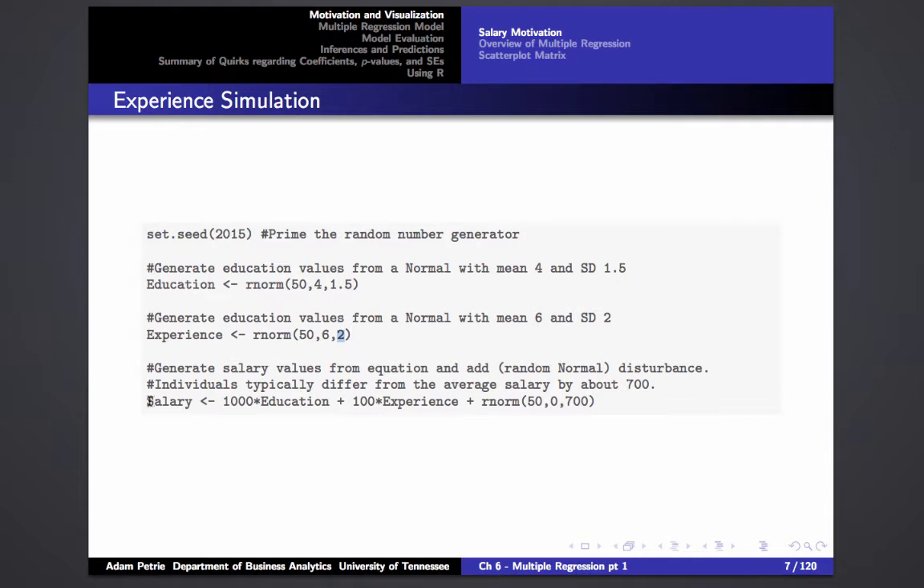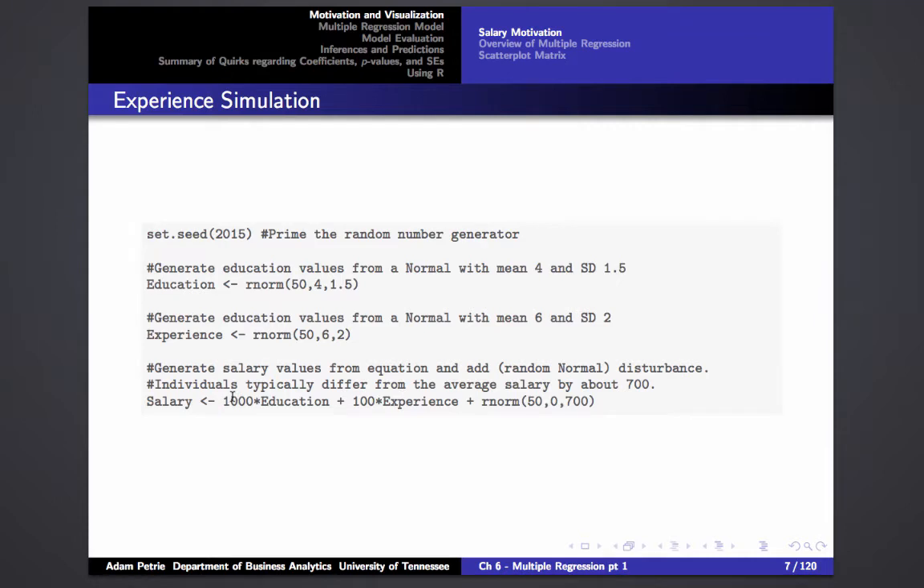Okay, so let's use the equation that the hiring committee is actually using. Salary is equal to 1,000 times education plus, in this case, I'm going to bump up the effective experience just a little bit more, 100 times experience plus a disturbance. Individuals aren't ever going to exactly equal the average. The disturbance is a little bit of a bump above or below the average salary to account for individual variation.